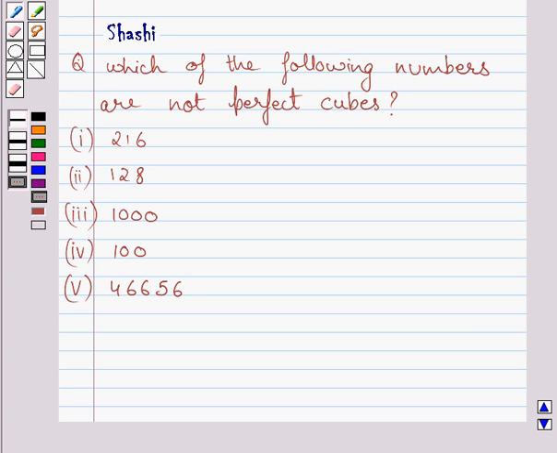Let us discuss the following question. Question says, which of the following numbers are not perfect cubes? These are the given numbers.